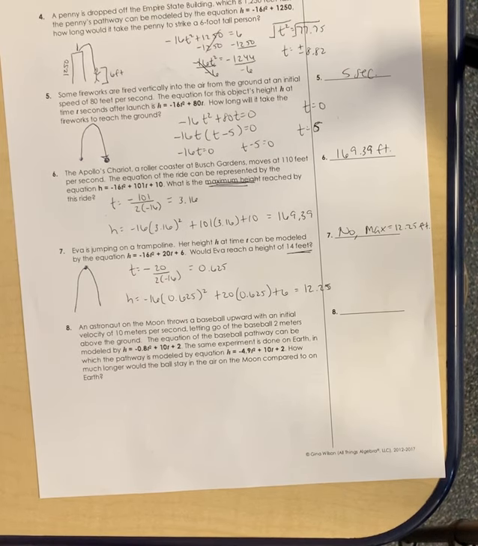The same experiment is done on Earth, in which the pathway is modeled by the equation h equals negative 4.9t squared plus 10t plus 2. How much longer would the ball stay in the air on the moon compared to on the Earth?